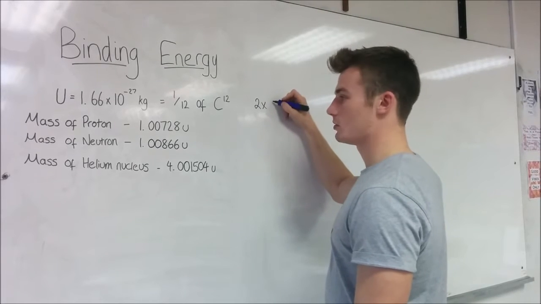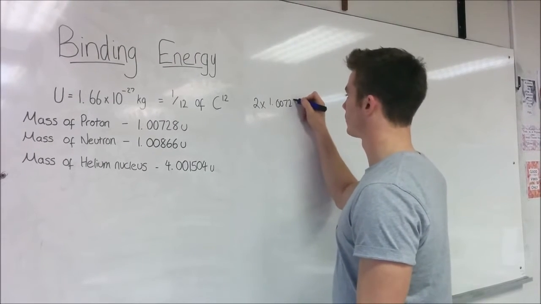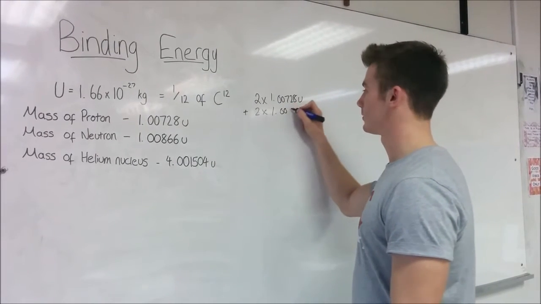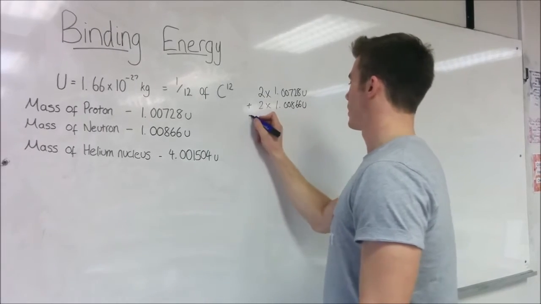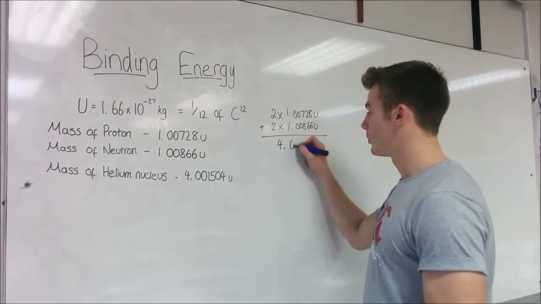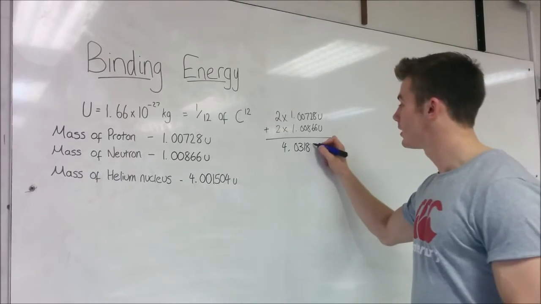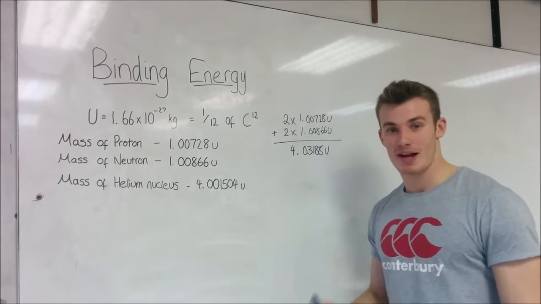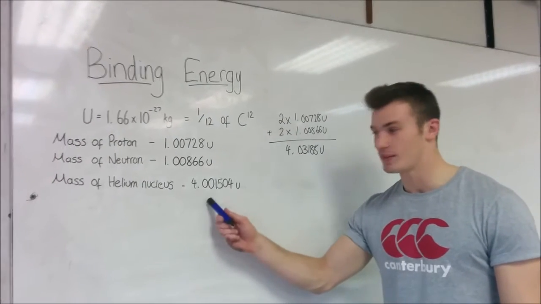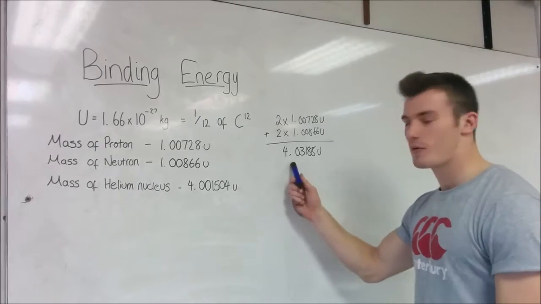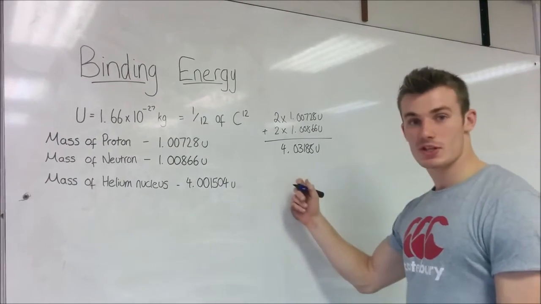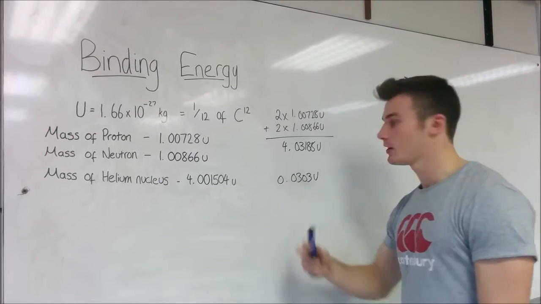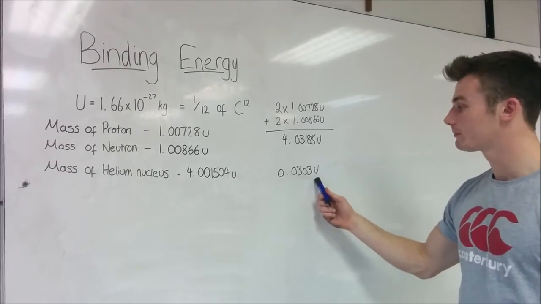So we have 2 protons plus 2 neutrons. And that equals 4.03188 U. The next stage is to work out the mass deficit. To do that, we need to take the mass of the helium nucleus from the mass of the constituent parts. When we do that, we get 0.0303 U, that being atomic mass unit still.